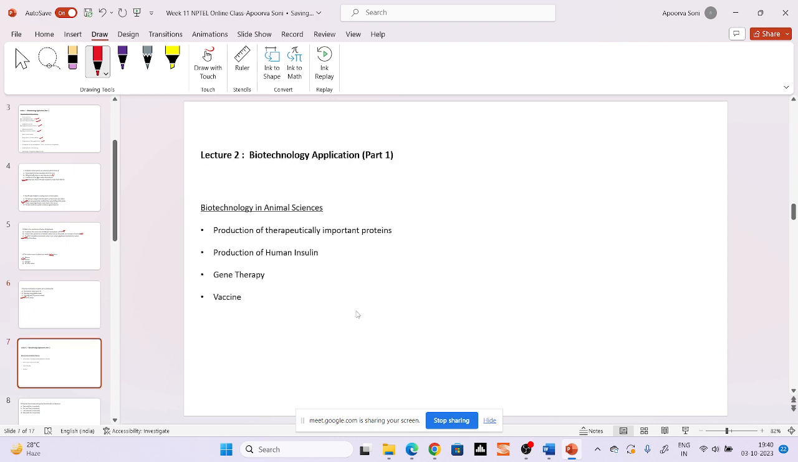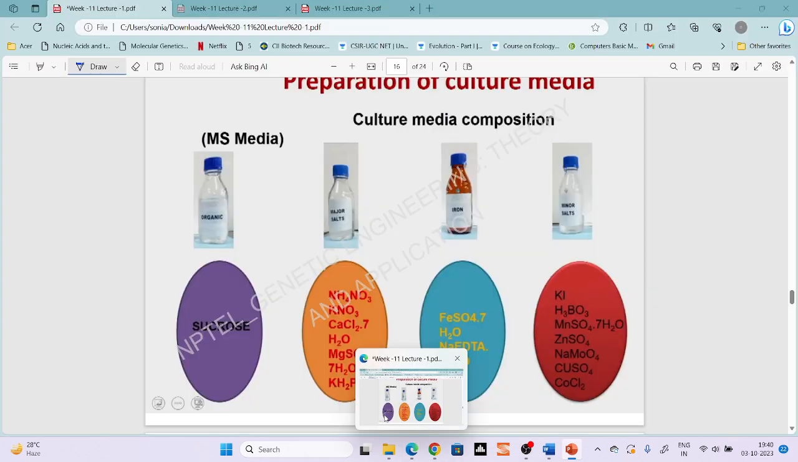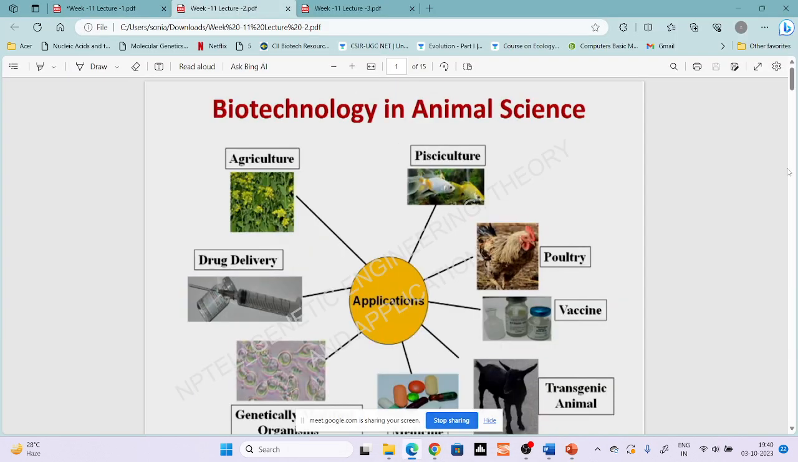Now we'll come to lecture 2. In lecture 2, we have studied the applications of biotechnology in animal sciences, where we studied the production of therapeutically important proteins, production of human insulin, gene therapy, and some vaccines. So very quickly we'll revise what we have studied and then we'll go to the questions.